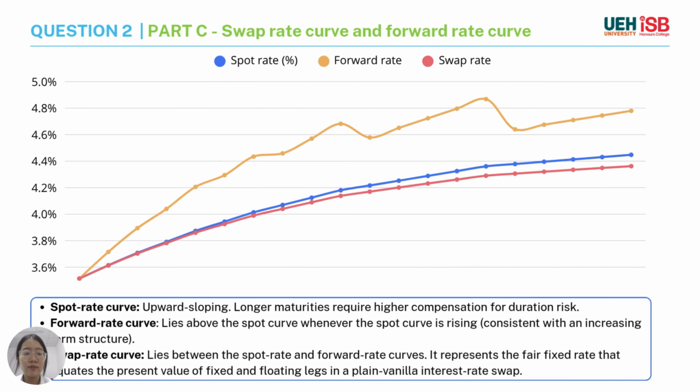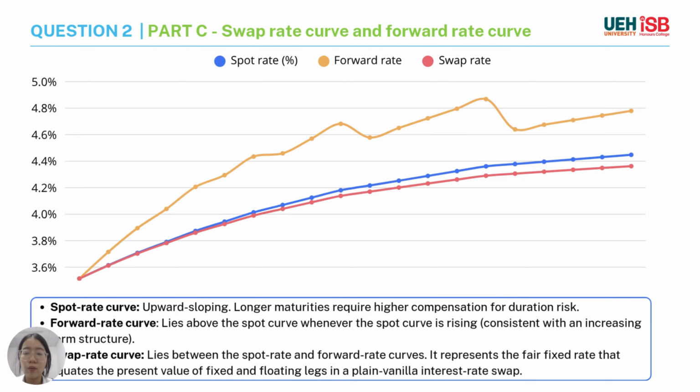So after we have the data, we're going to draft the curve to visualize the perspective. This graph highlights three core characteristics of the term structure. For the spot rate curve, which is the blue one, it is upward sloping. This indicates longer maturity requires a higher premium to compensate for the duration risk.